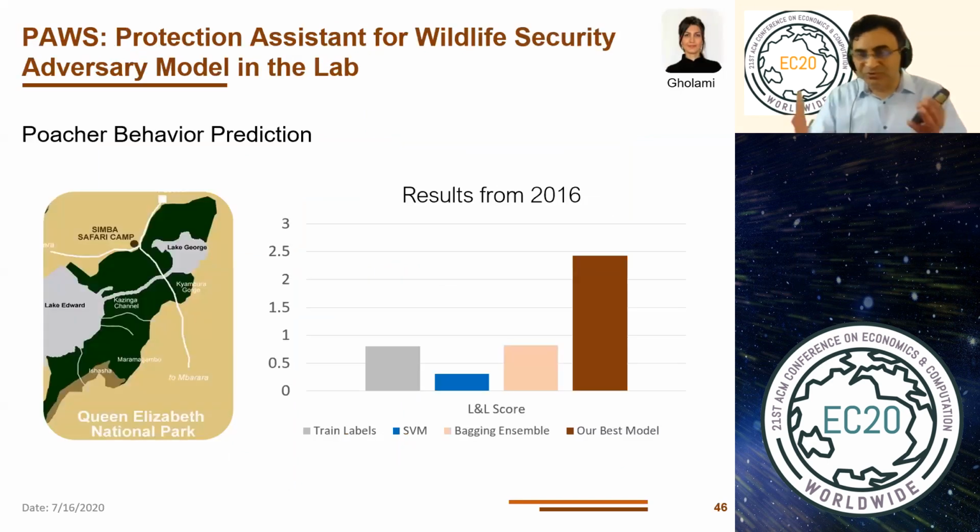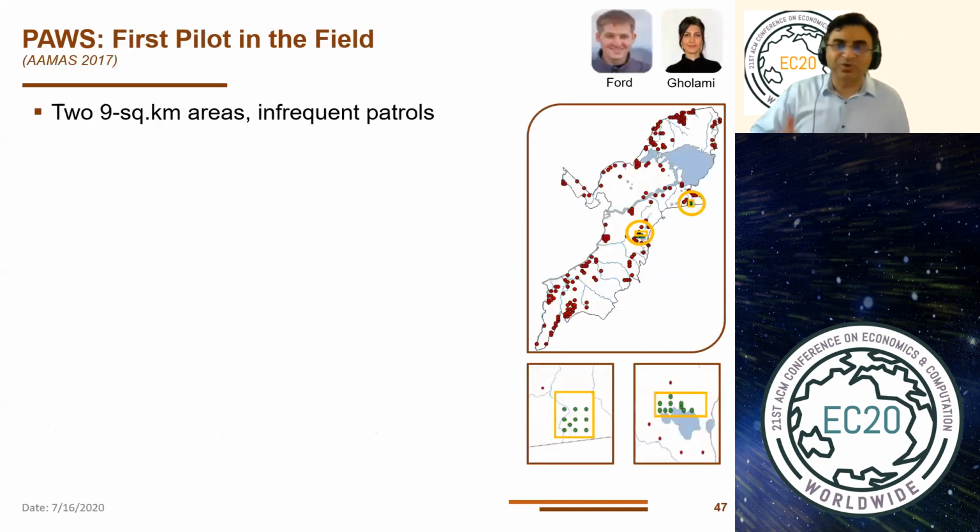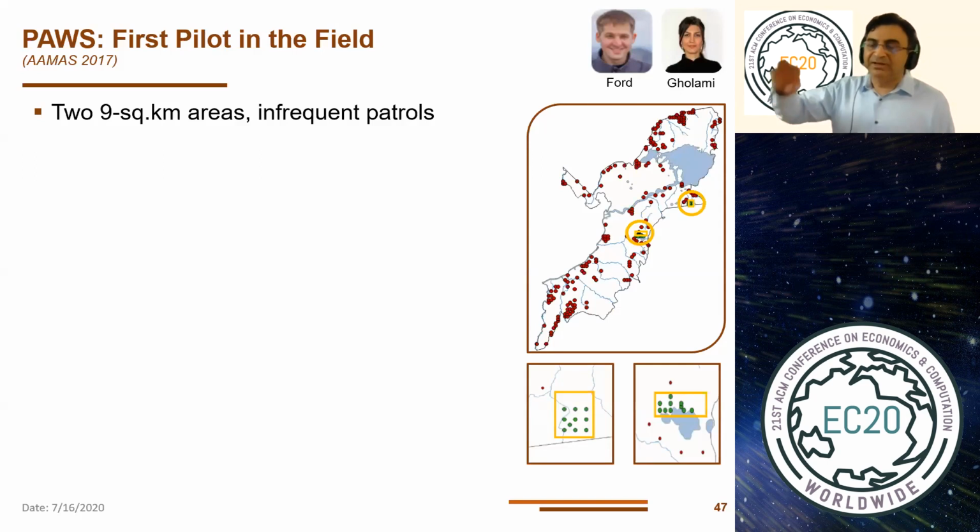In the lab, of course, we can show that our model performs better than other machine learning approaches that we could use. But the real test is on the ground. This is what Wildlife Conservation Society and Uganda Wildlife Authority wanted us to check. Can we predict in new spots where they hadn't patrolled as much, where they hadn't found any poaching incidents, could we predict new poaching hotspots? And so this was a challenge that we took up.